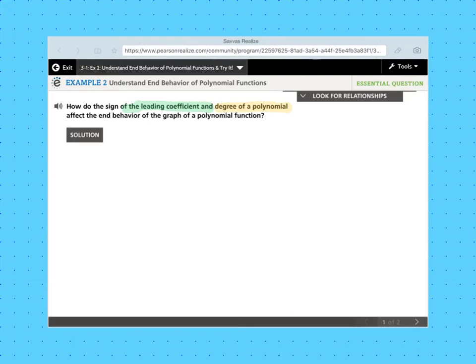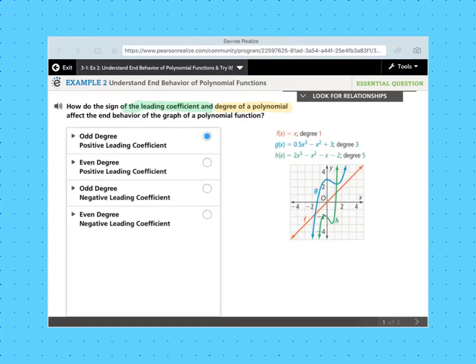In this example, if I expand this first part of the slide, you will see that as x approaches infinity, y approaches infinity. As x approaches negative infinity, y approaches negative infinity.